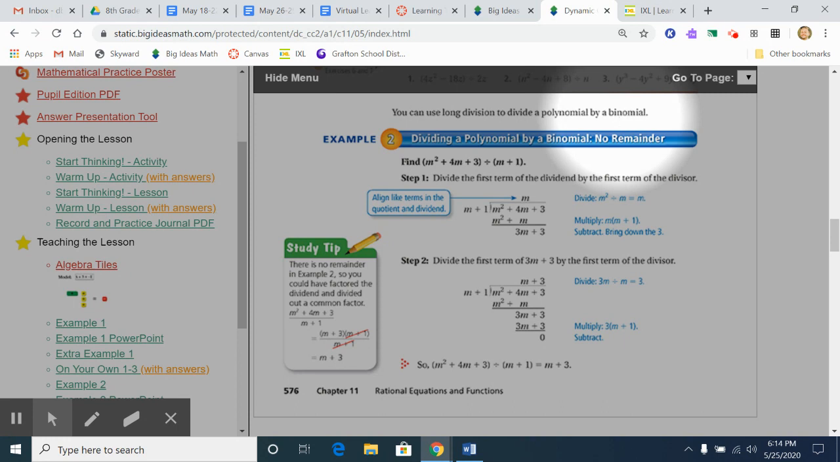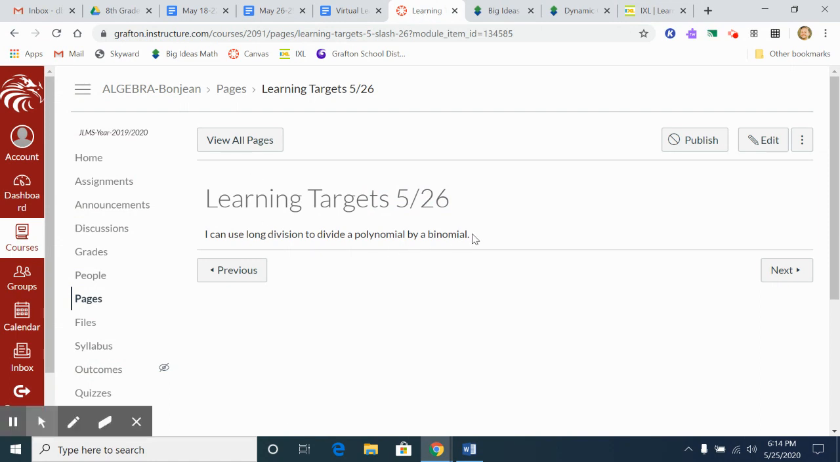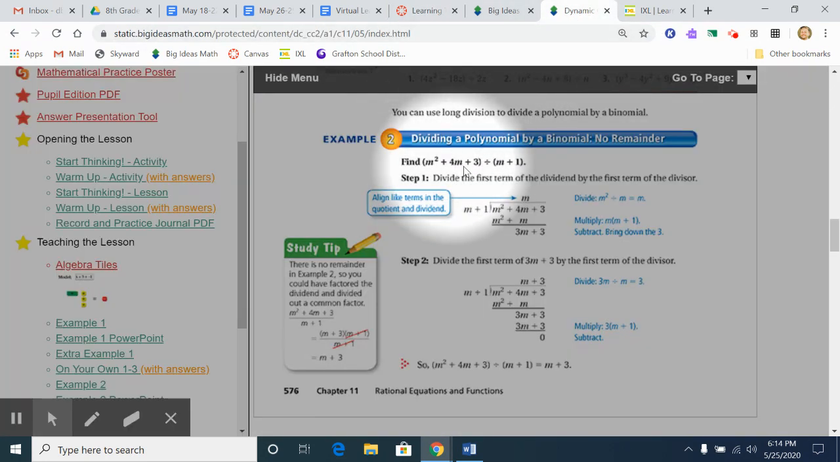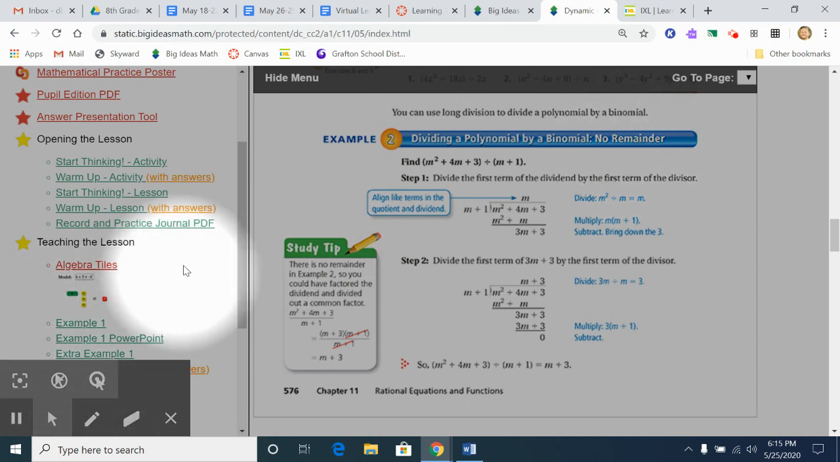Your learning target matches that pretty well: I can use long division to divide a polynomial by a binomial. That's our learning target today. That's what we need to be able to do by the end of this lesson. There's a couple of examples. We're going to do 2, 3, and 4 today. Example 2 is when we're dividing and there's no remainder, so there's nothing left over after we divide. So let's look at an example where that's the case.